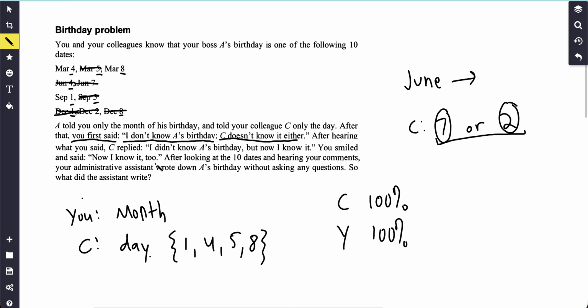You smiled and said, "Now I know it too." If you know it, then there can only be one day for that month. If you were told that the month was March in this remaining search space, then it could be March 4th or March 8th. You still don't know the birthday. So it could not have possibly been March 4th. It could not have been March 8th. What remains is September 1st, which is your answer.